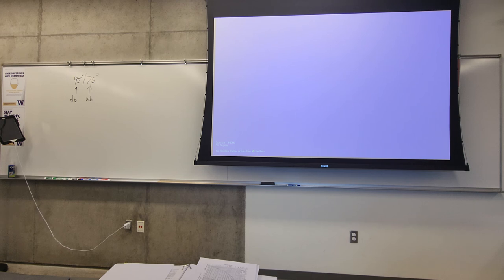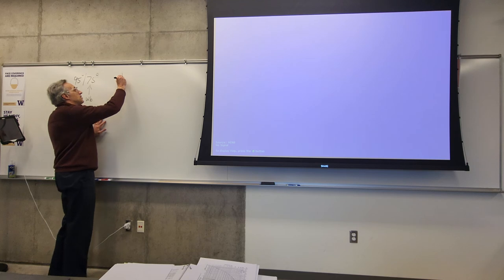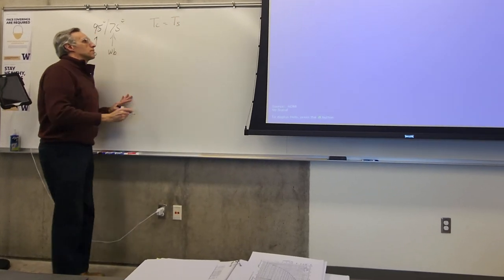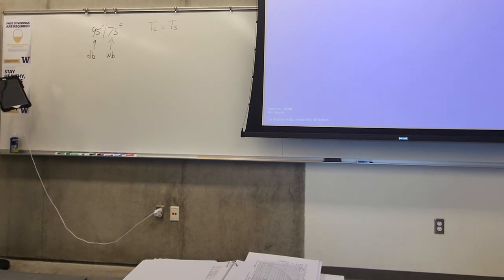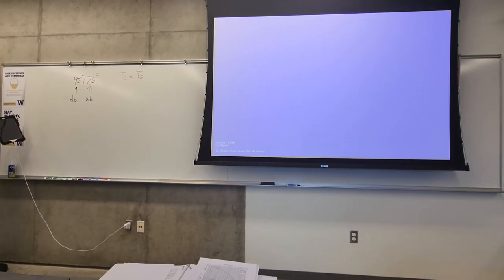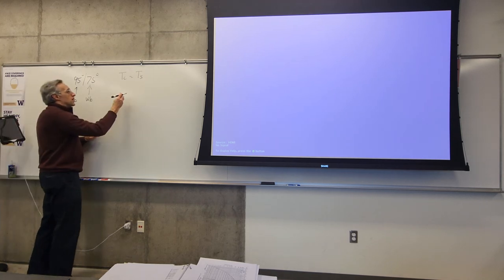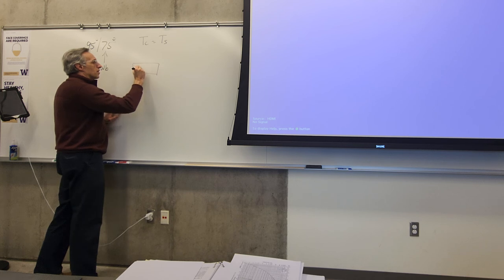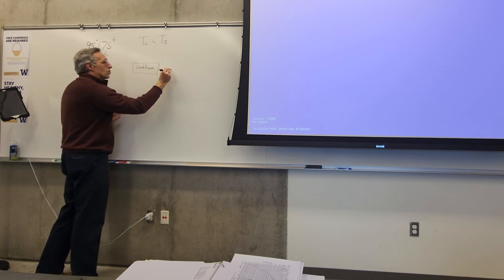Air leaving the coil. Also, in this problem, the TC and TS are the same. Because the air leaving the coil is going into the room, so these two temperatures are the same. Then we have to find 1.50. We don't need to find dew point, do we?